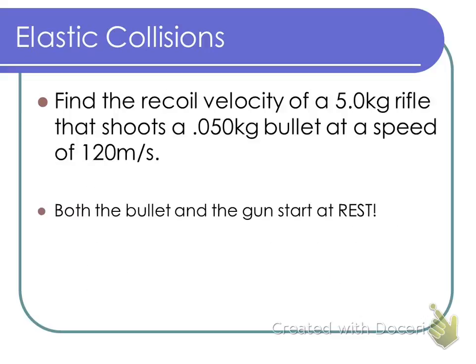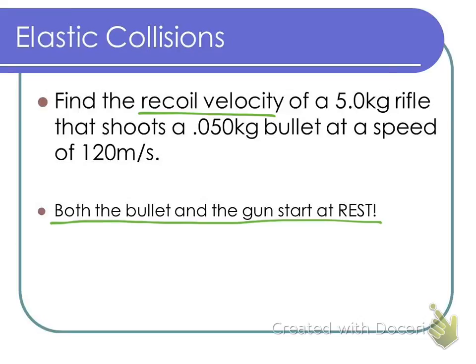Okay, let's try one here. Find the recoil velocity of a 5 kilogram rifle that shoots a 0.05 kilogram bullet at a speed of 120 meters per second. Does anyone know what it means when it says recoil velocity? Yeah, the kickback of that gun. So we're assuming here that pulling the trigger is the collision. That's what's happening, that's the after. Before I pull the trigger, both the bullet and the gun are at rest, so our whole system starts at zero momentum.